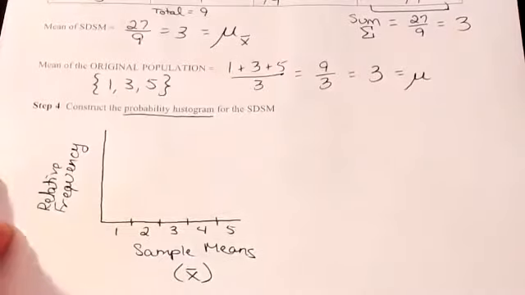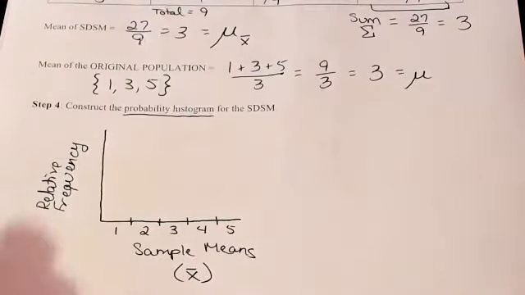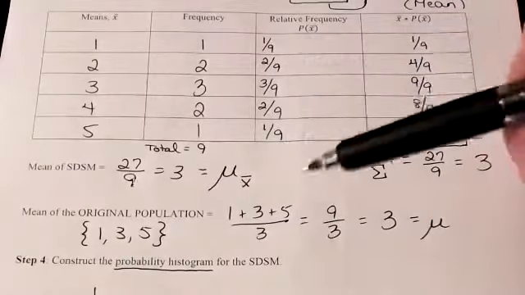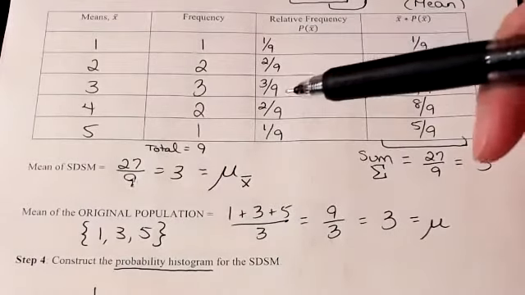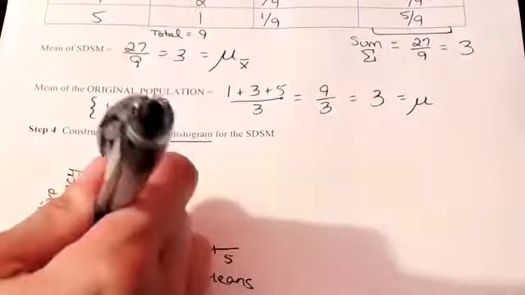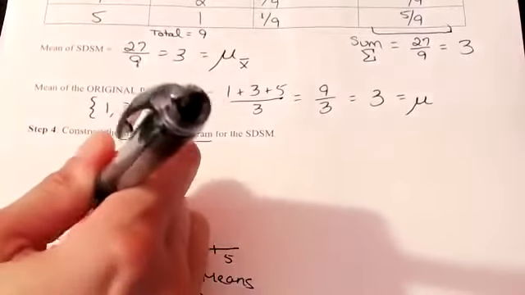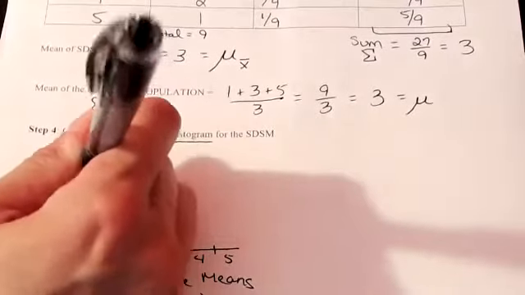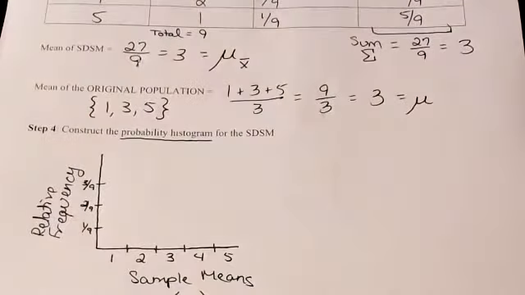And because we're constructing a probability histogram, we're looking at these relative frequencies. It goes from 1/9, 2/9 to 3/9, and that's the max. So we can just list those three values on the side. So we've got 1/9, 2/9, and I'm going to make sure they're spread out evenly, and 3/9. And so now we just have to construct the histogram.